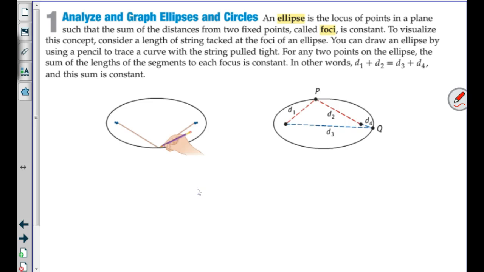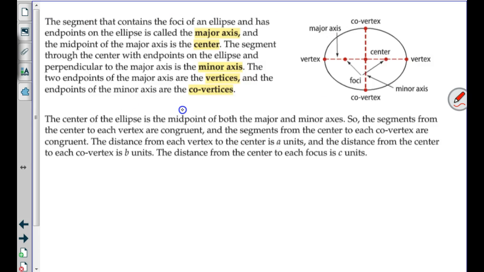And the fancy definition here is going to be the sum of the distance. So if you look at this picture, the length of string stayed the same all the way around, right? So what stays the same is the total distance from focus to point on the ellipse back to focus. So if I pick a point here, the string is still the same distance. That's it.